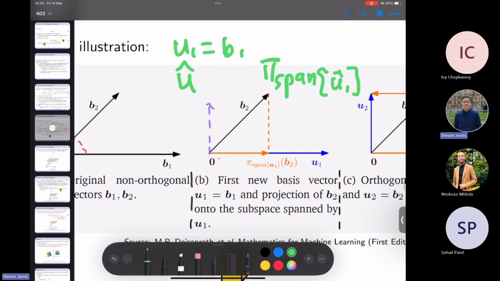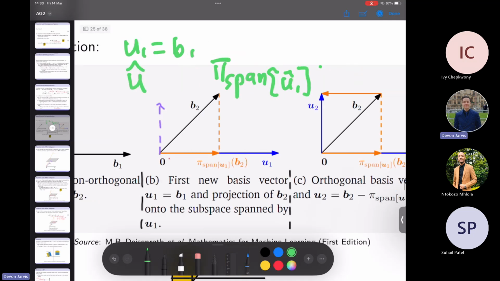U1 hat, B2. Okay, you see the difference there. Here we're using U1, here we're using U1 hat. You will get to the same answer, right? You're always going to just be removing the components of B2 that lie along this basis vector, regardless of how long that basis vector really is. All right. So you don't have to worry, whatever order works.